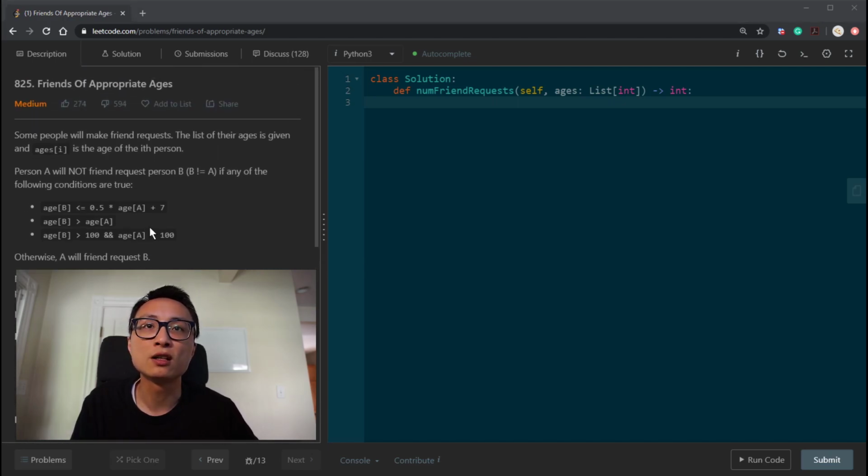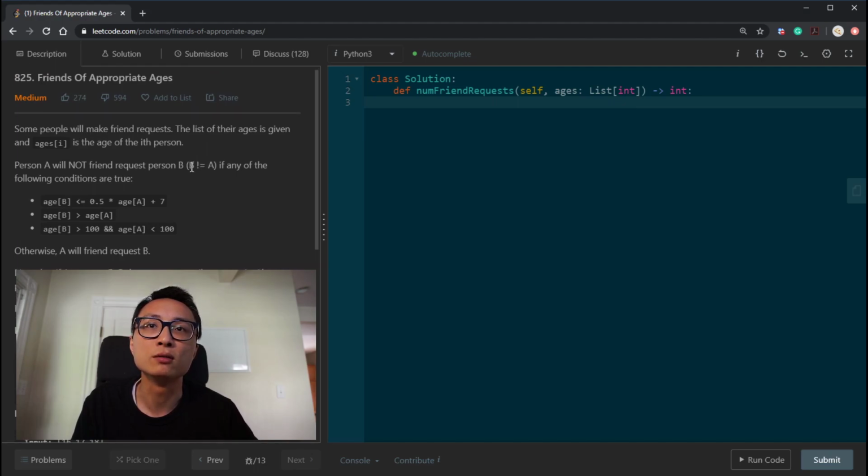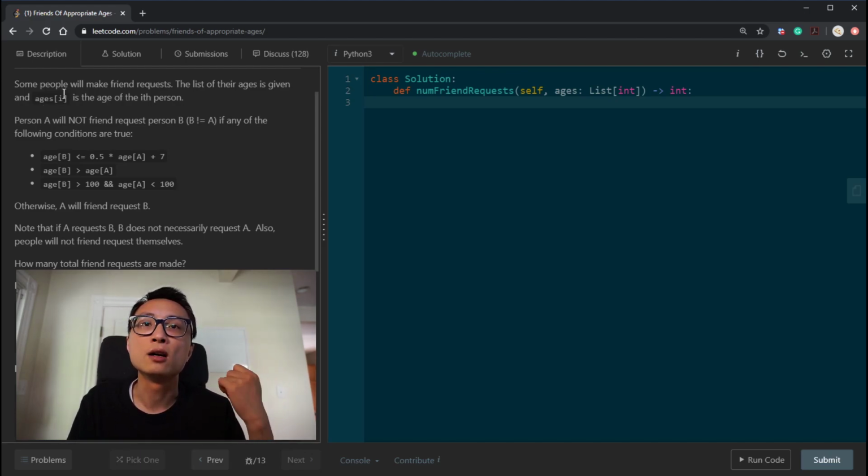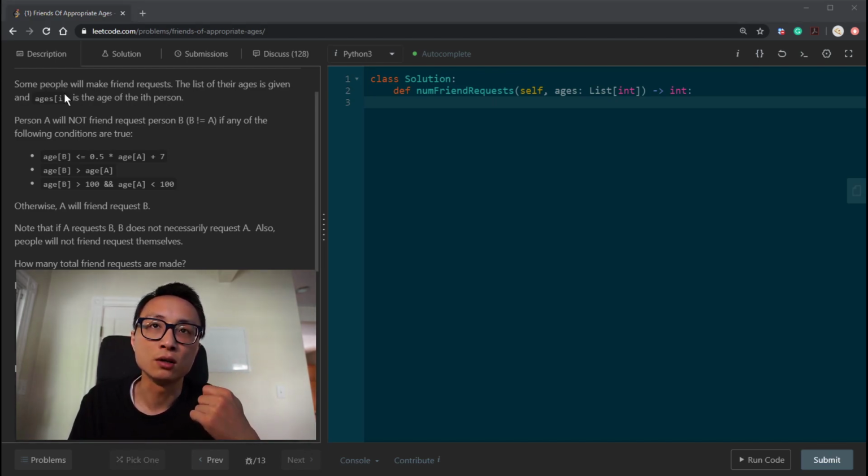The brute force is definitely just checking person by person, right? Enumerate over this ages array in a double loop and just compare the pairs and count up the total number of friend requests. That's going to be n squared.